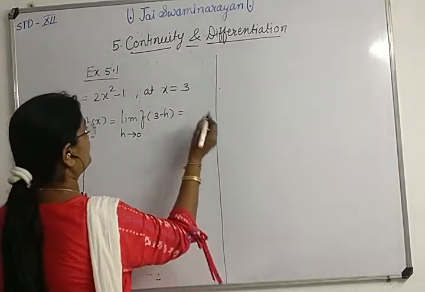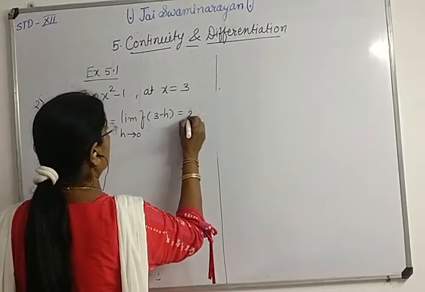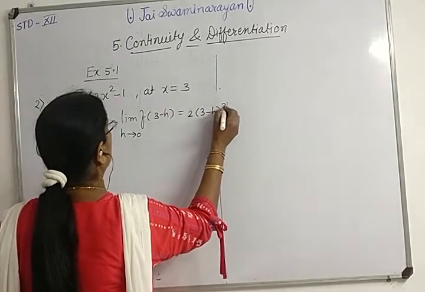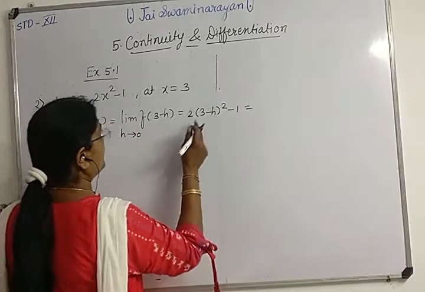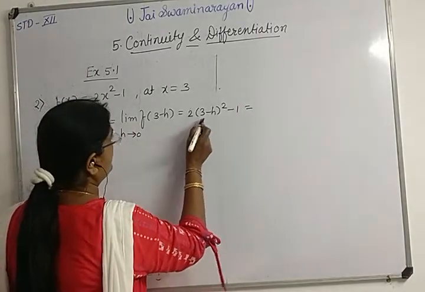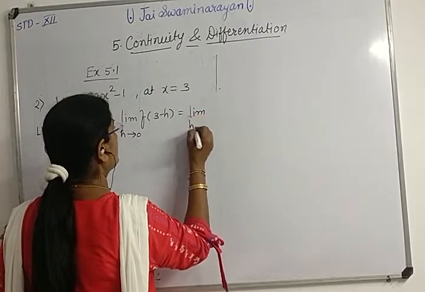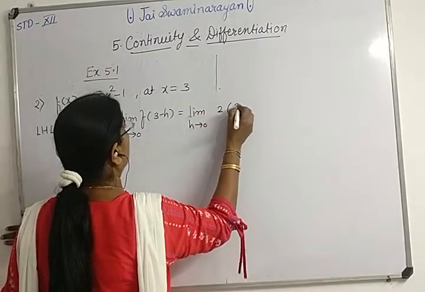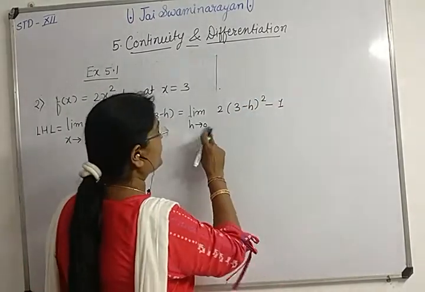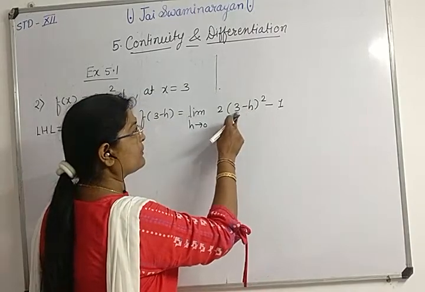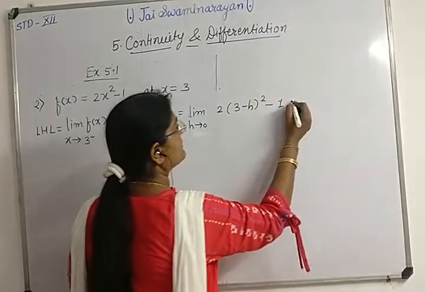So this equal to limit as h tends to 0 of 2 into bracket 3 minus h the whole square minus 1. Now put the value of h as 0. So 3 minus 0 is 3. 3 square is 9. 9 twos are 18. 18 minus 1 is 17.